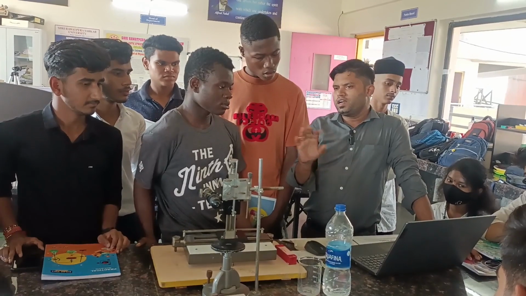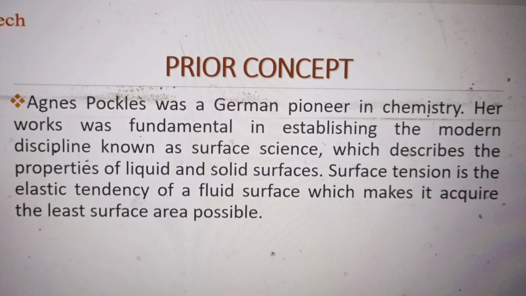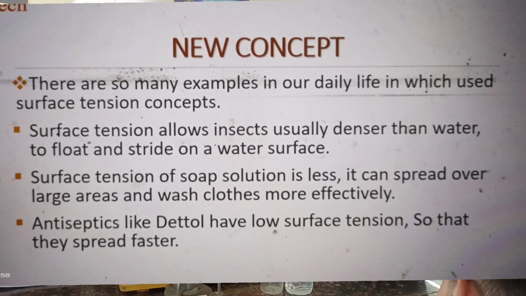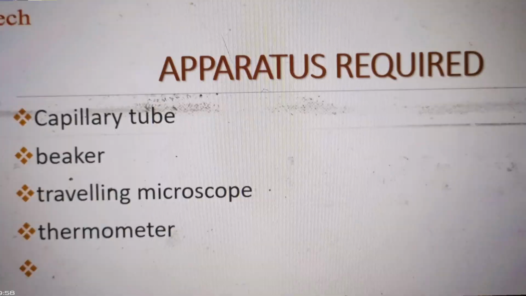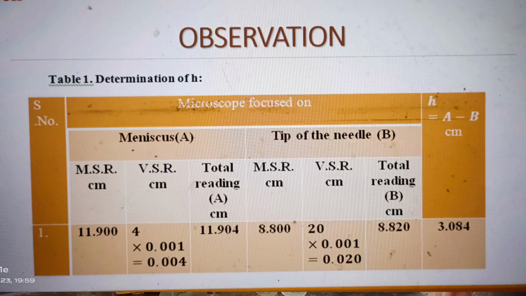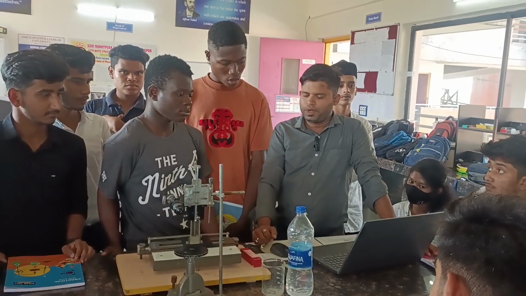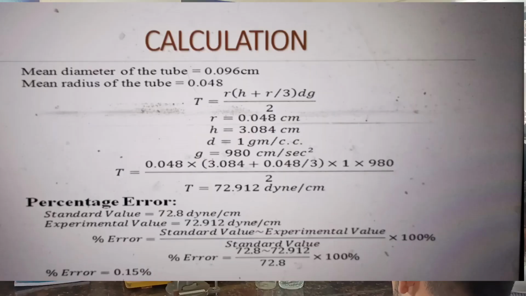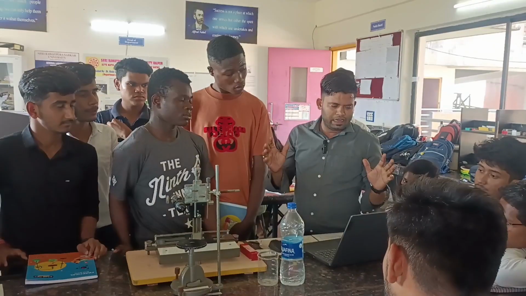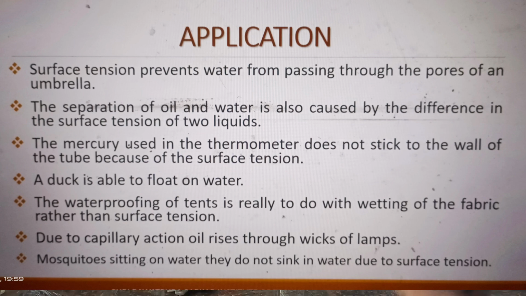What do we see under this practical? First, title, prior concept, new concept, learning objective, apparatus required, diagram, theory, procedure, observation table, formula and calculation, result, precaution, application, and the last thing is question answer. If you read all these topics, then you can complete your practical. I will explain one by one.